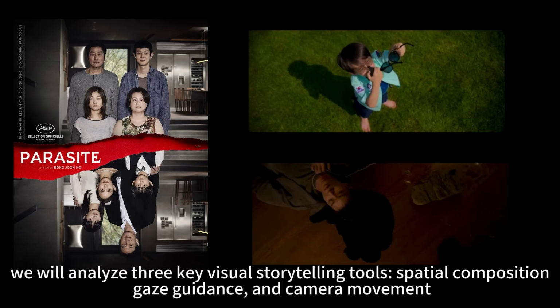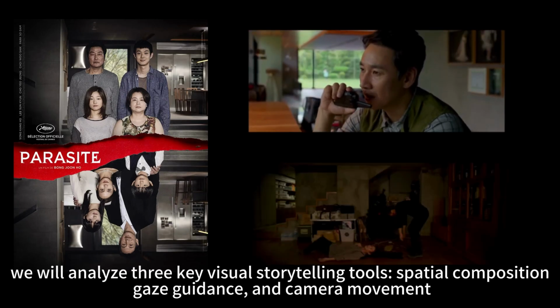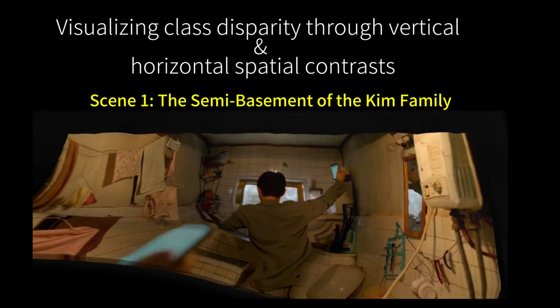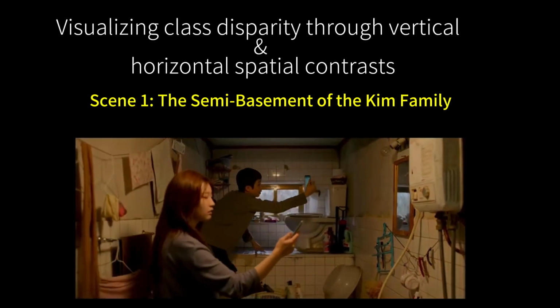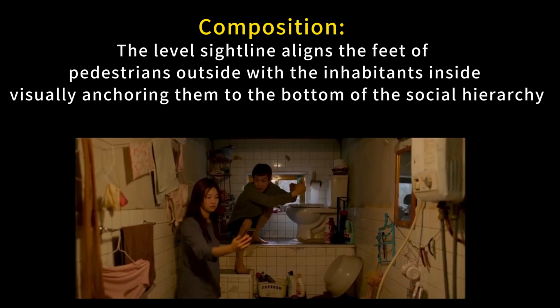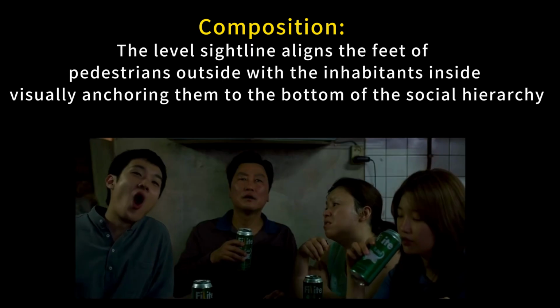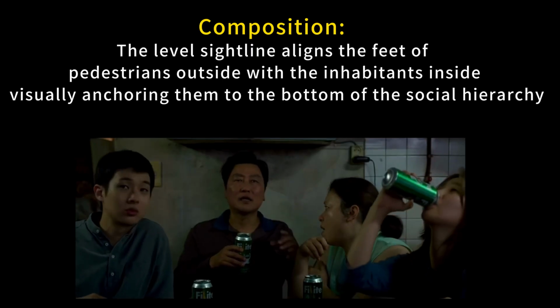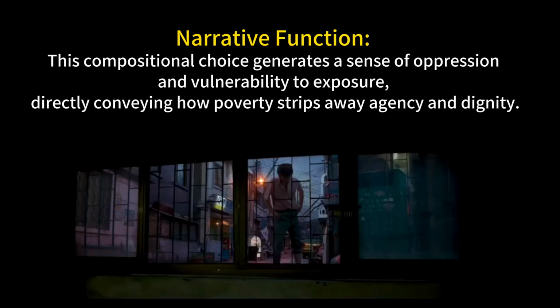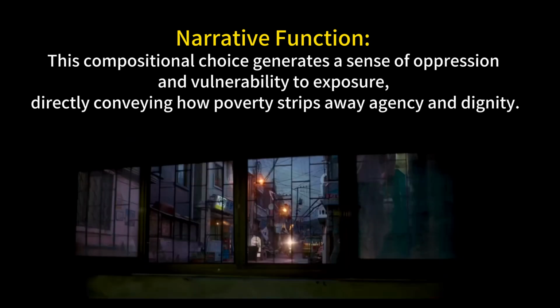We will analyze three key visual storytelling tools: spatial composition, gaze guidance, and camera movement, visualizing class disparity through vertical and horizontal spatial contrasts. Composition. The level sightline aligns the feet of pedestrians outside with the inhabitants inside, visually anchoring them to the bottom of the social hierarchy. Narrative function. This compositional choice generates a sense of oppression and vulnerability to exposure, directly conveying how poverty strips away agency and dignity.